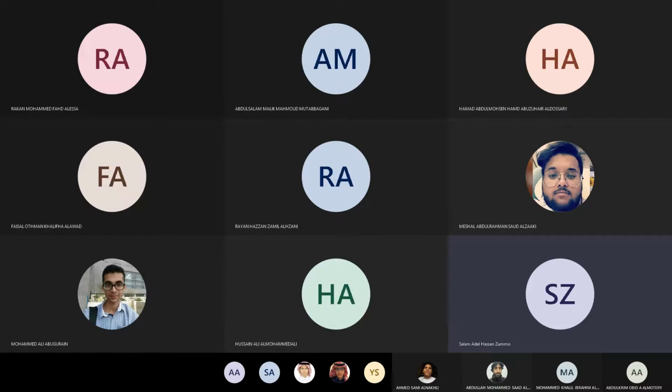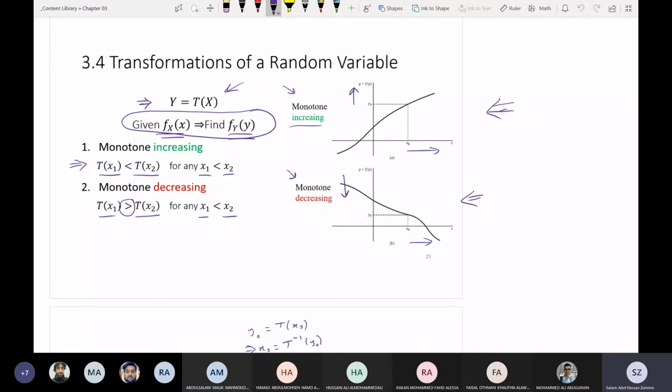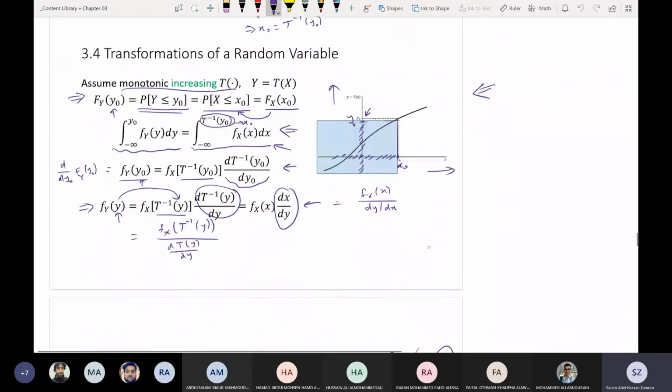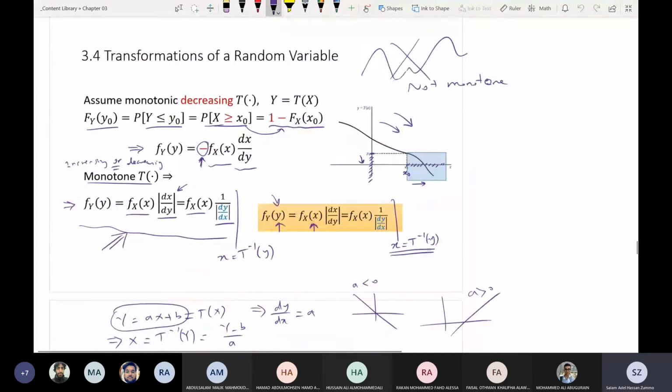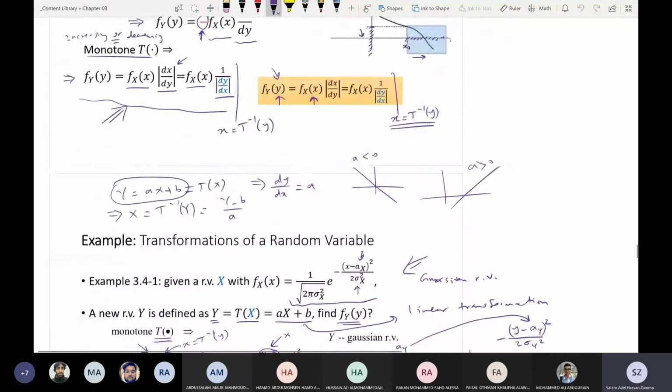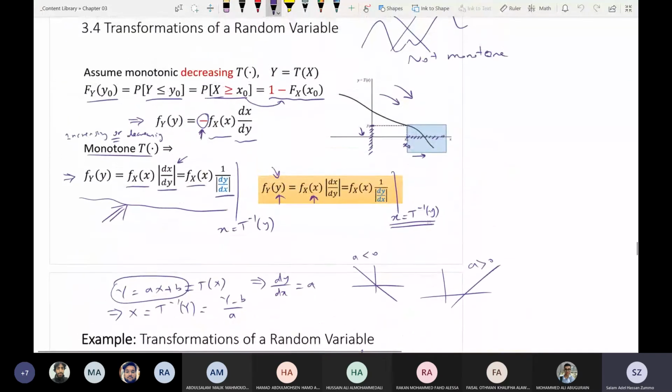This is when the function is monotonically increasing or decreasing in x. We came up with the combined result that the PDF of y equals the PDF of x multiplied by the derivative dx/dy, or divided by the derivative dy/dx. And of course, this is evaluated at x equals the inverse of the function with respect to y.